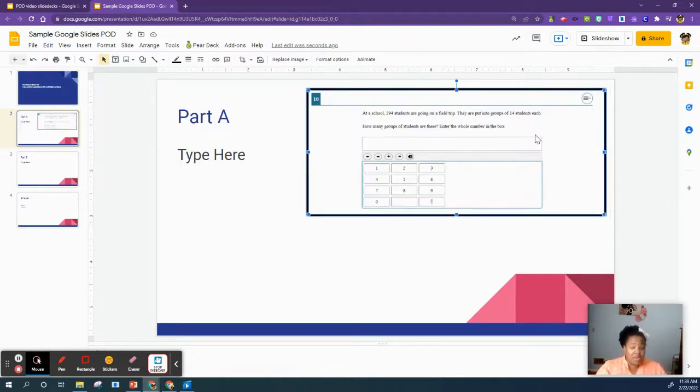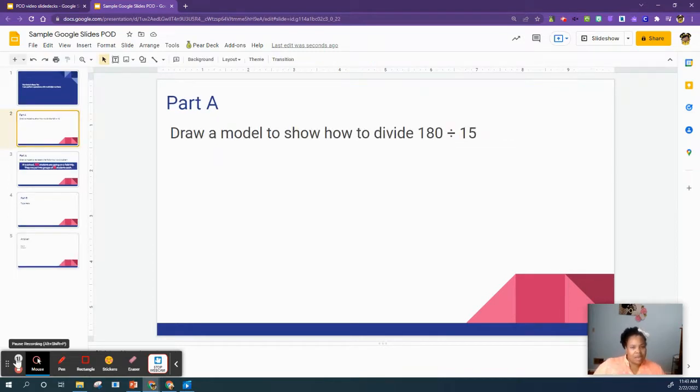For part A, you have options. Let me show you a few. One option is to ask the students to draw a model using a simpler problem. Because 180 divided by 15 is an anchor of 5 and 10, it's a little bit friendlier for students to think about than the numbers that are involved in the problem.